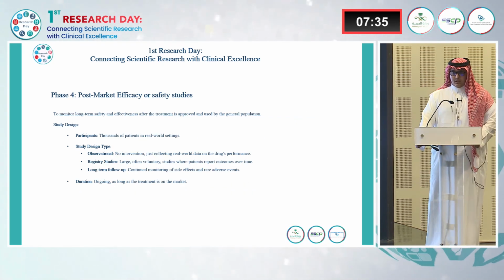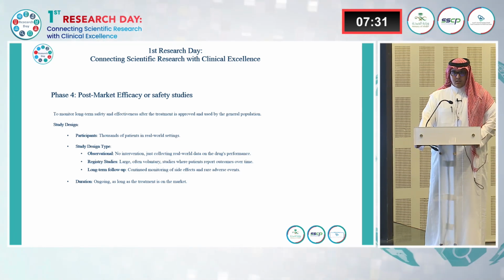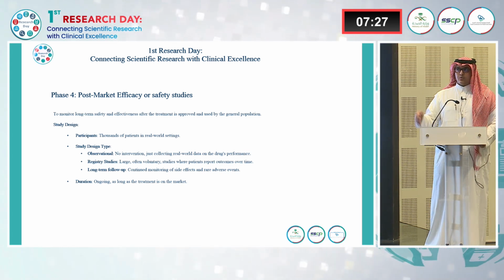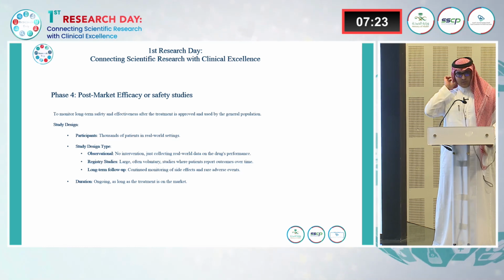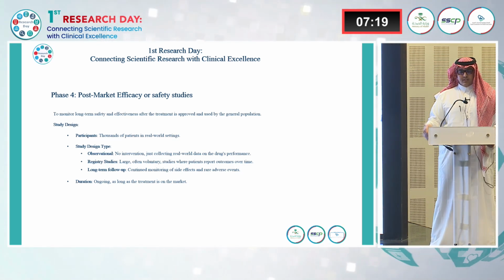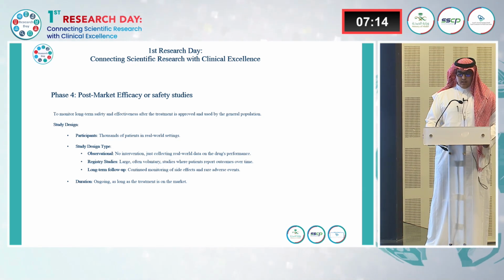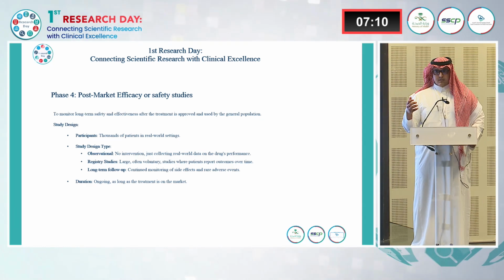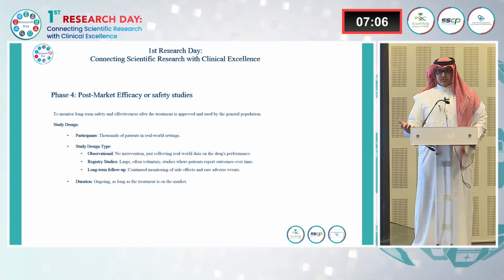In the last phase, we are talking here about post-market efficacy and safety. We usually do post-market to maintain or to extend the efficacy and safety report for the treatment, and this phase is usually done after the drug is on the market to make sure the efficacy is still there and the safety within the whole population is there.